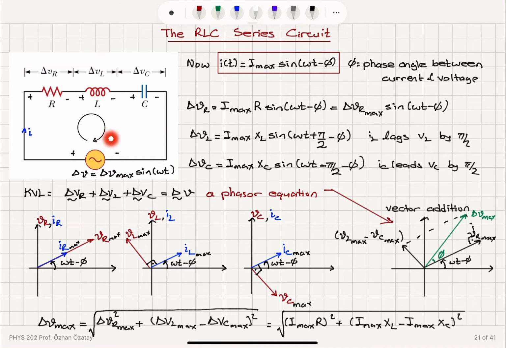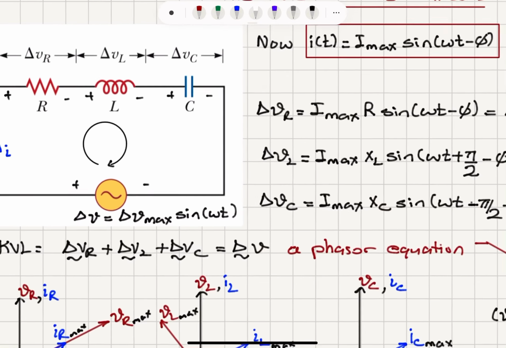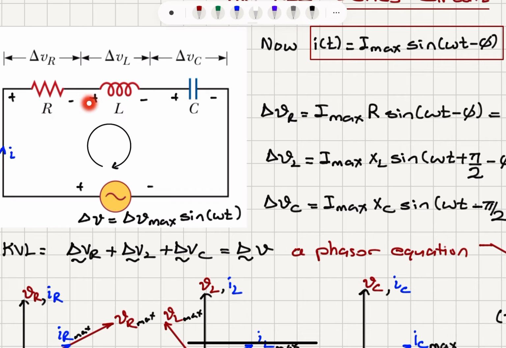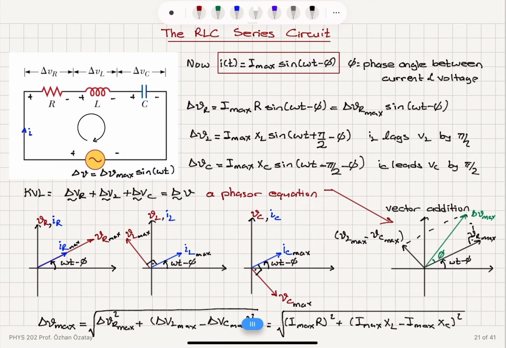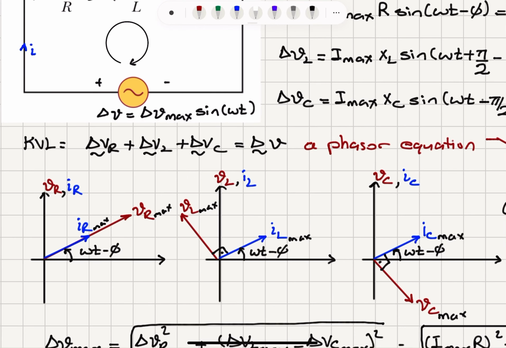When I write the KVL equation, Kirchhoff voltage law, in this circuit, delta VR plus delta VL plus delta VC must be equal to delta V. And in order to indicate that this is a phasor equation, I can put these tildes underneath the deltas. And when I do this vector addition very carefully here, I have I omega t minus phi. So this is the current phasor.